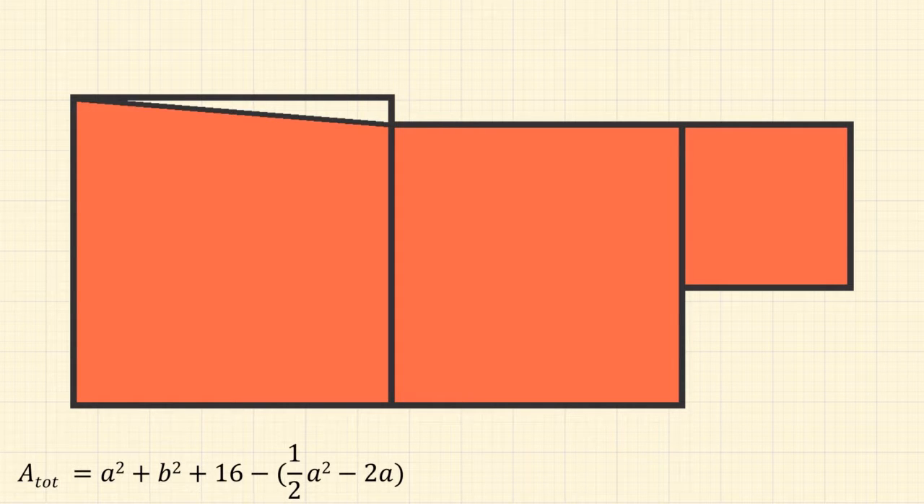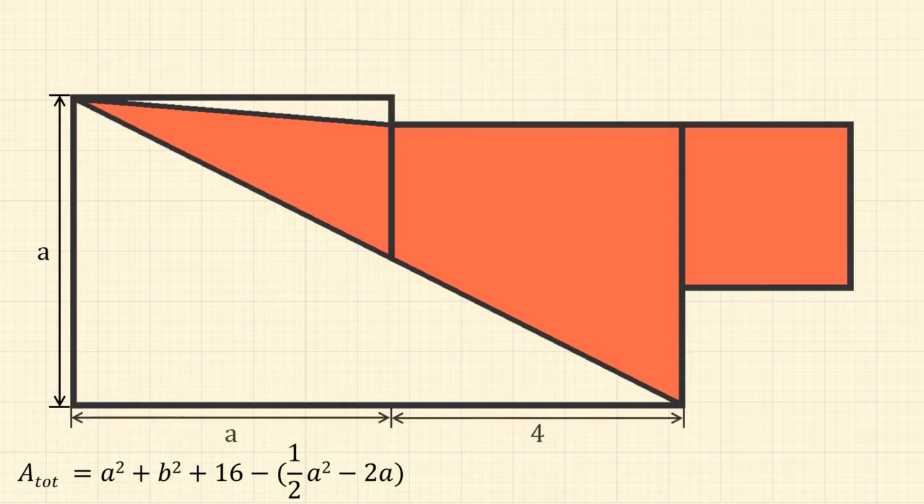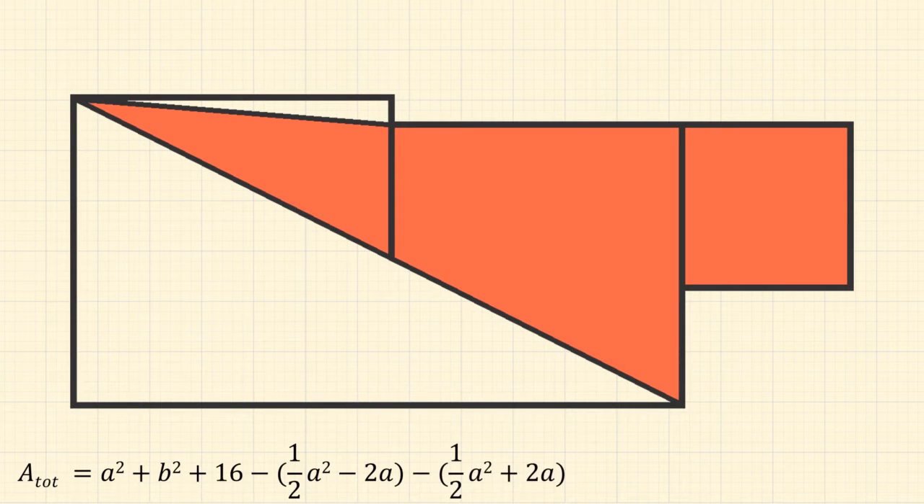The next triangle we'll remove is the one at the bottom. This one also has a side length of A. The other side is made up of segments from the left square and the middle square, so the total length is the sum of these, namely A plus 4. The area of the triangle is then 1/2 times A times (A plus 4), which gives us an area of 1/2 A squared plus 2A. Again, this triangle was removed from our composite shape, so we'll subtract its area from the total.